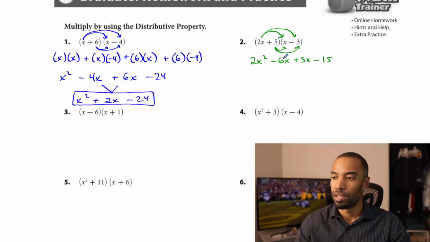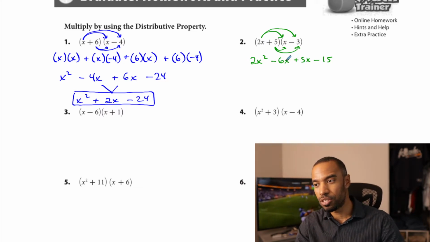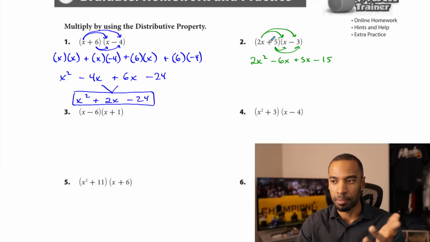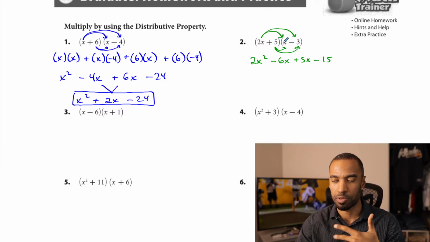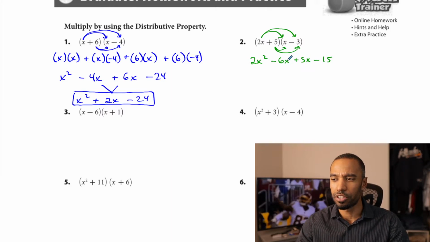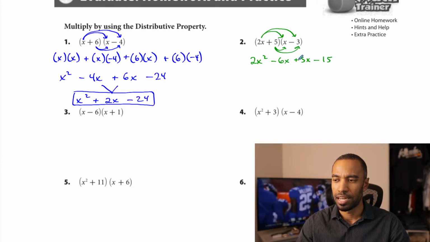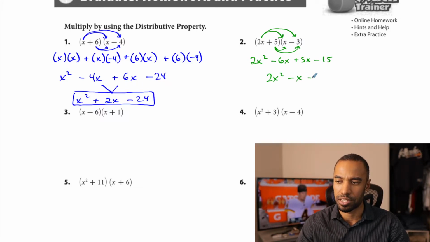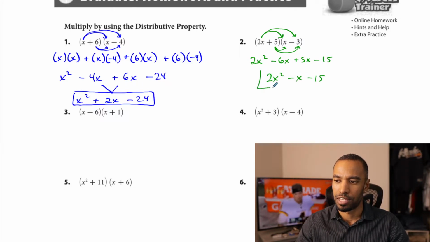All right. Once again, the inner terms, these are linear terms here that will very often combine as long as you got some linear binomials here, 2x plus 5 times x minus 3. So I got these two linear terms in the middle that will once again combine. Negative 6x plus 5x becomes negative 1x. So I'll just write a minus x there and then minus 15. There's that end result.